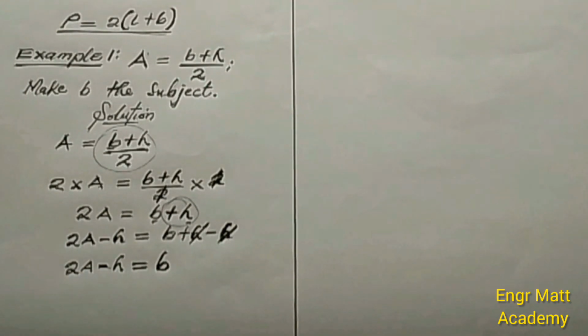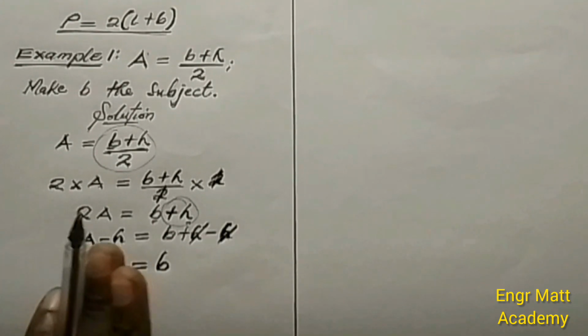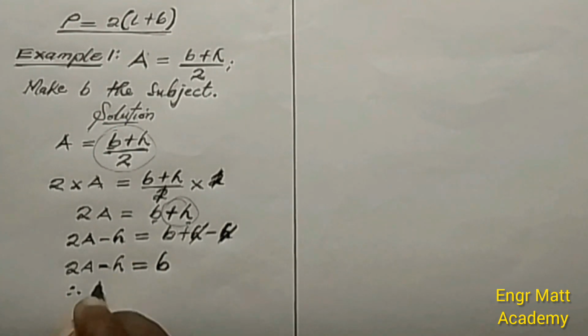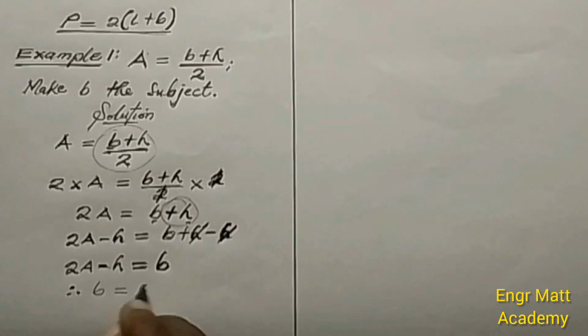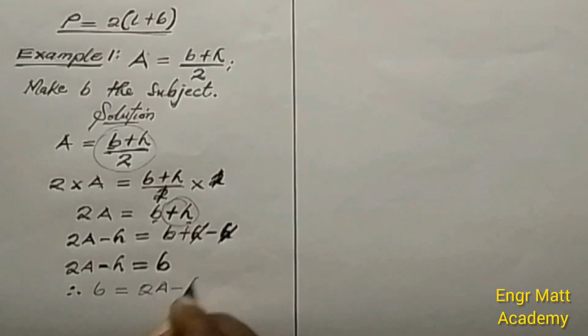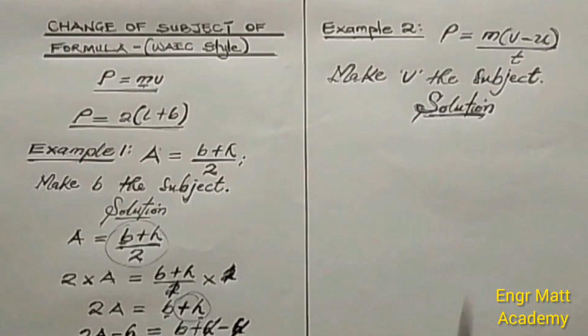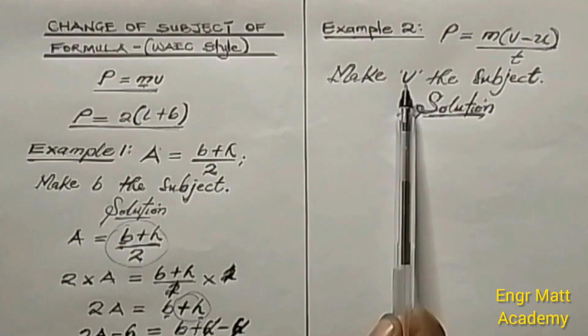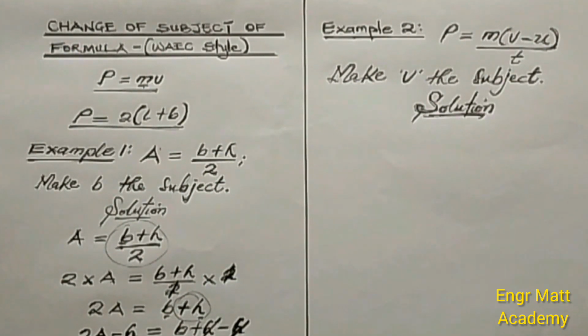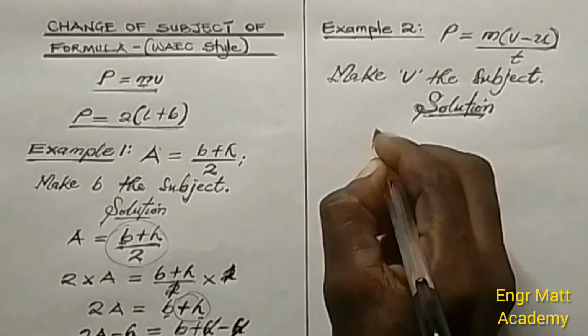And now the answer is that. You can decide to leave it like this, or you can swap their positions and say B is equal to 2A minus H. Now, let's see another example. In example 2, our task is to make V the subject of the formula. So let's go straight into it.